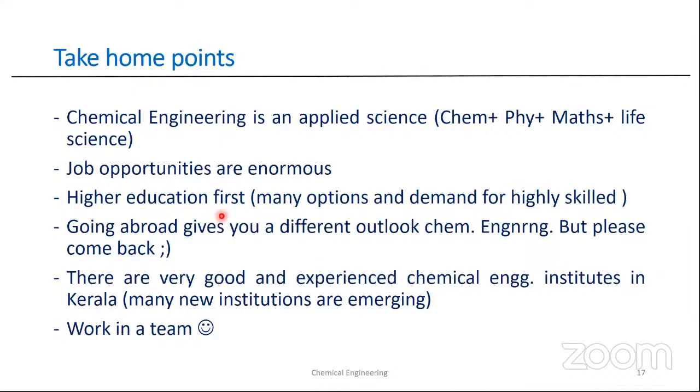But higher education first. If you really think about higher education, keep everything else away, because you have a lot of options for higher studies, and there's a high demand at this point of time for highly skilled chemical engineers. So you really have to find your interest in BTech, then go for a specialization in masters. Then if you find more interest in it, go for your higher studies in PhD, again without paying any money. Then going abroad gives you a different outlook on chemical engineering, but my advice, please come back. We can do a lot of things here as well after you get that perspective.